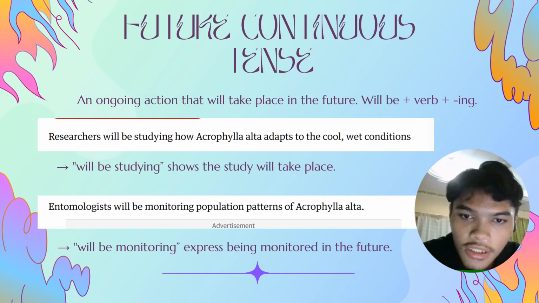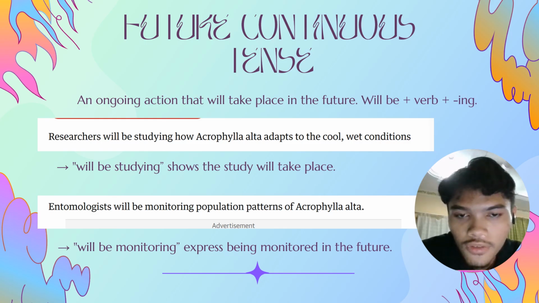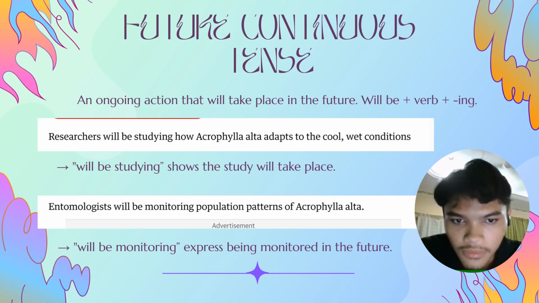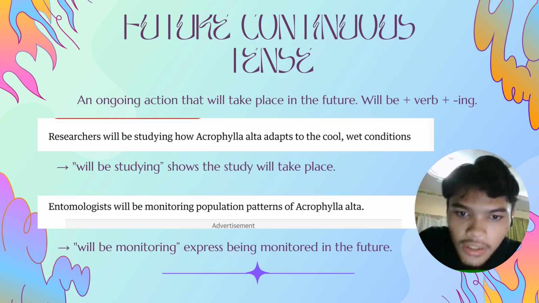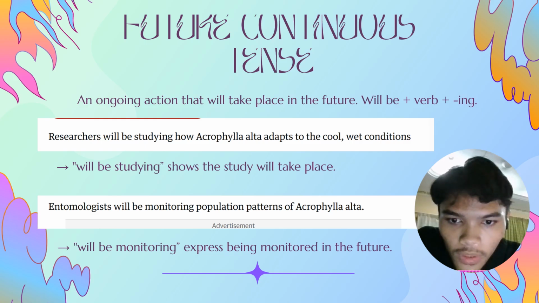Now moving on with the second part of the future tense, which is future continuous tense. Future continuous tense also follows the same principle as the basic future tense, which is an action that will happen in the future. But the difference is that a sentence with future continuous tense usually starts with the word will be followed by a verb that has ing at the end. Now for the example, researchers will be studying how Acrophylla alta adapts to the cool, wet conditions.